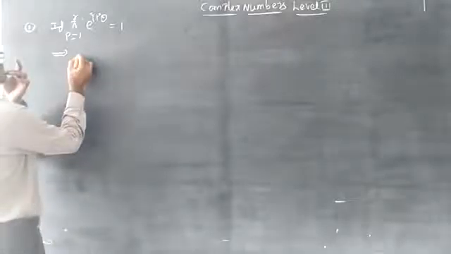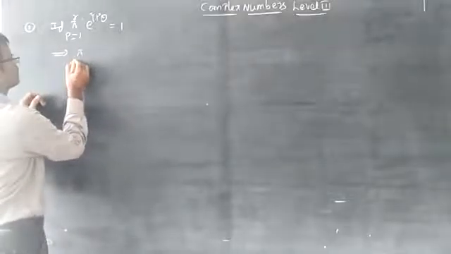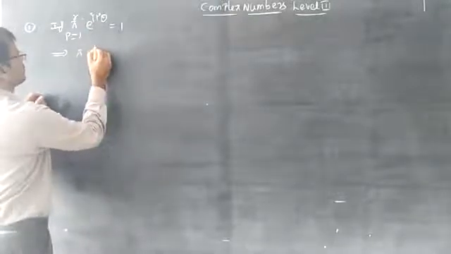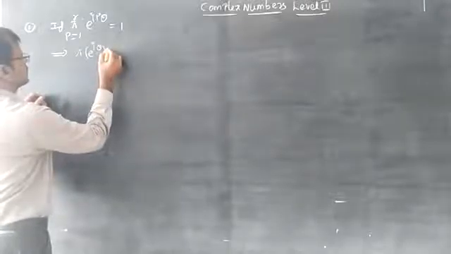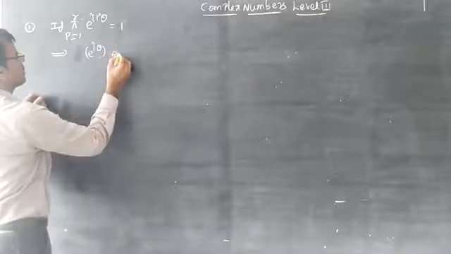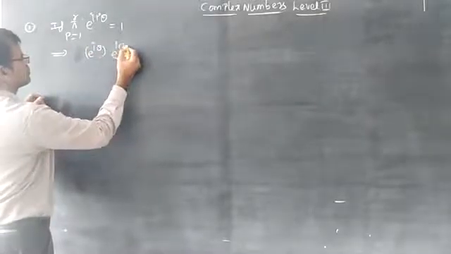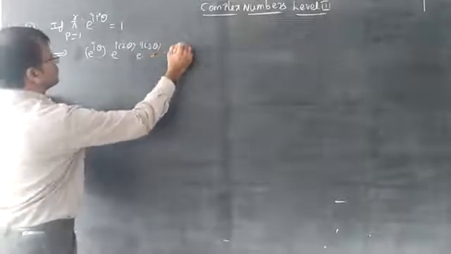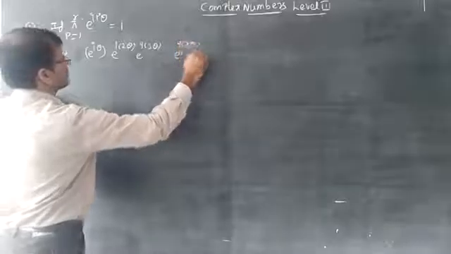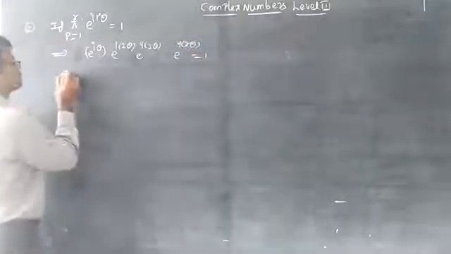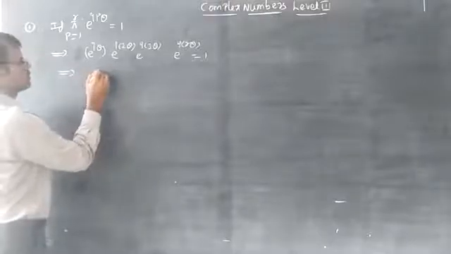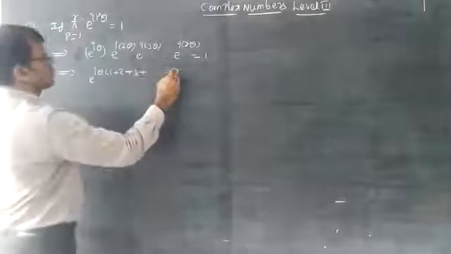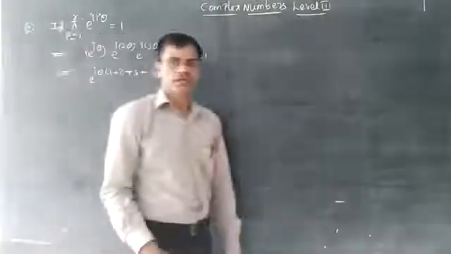That implies the product of p from 1 to r, you can understand as e power i theta into e power i of 2 theta into e power i of 3 theta, and so on until e power i of r theta, that is equal to 1. That implies e power i theta, you can take it common, so it becomes 1 plus 2 plus 3 plus so on until r, that is equal to 1.